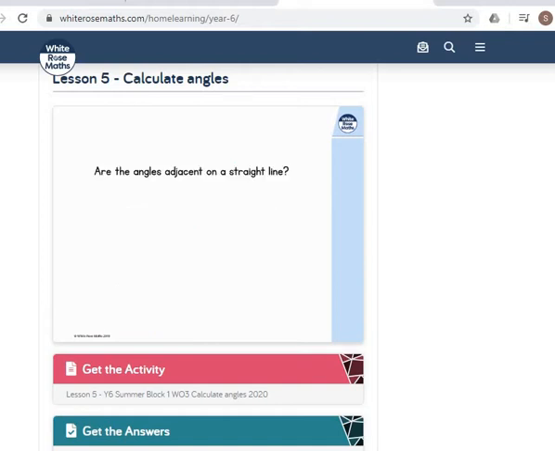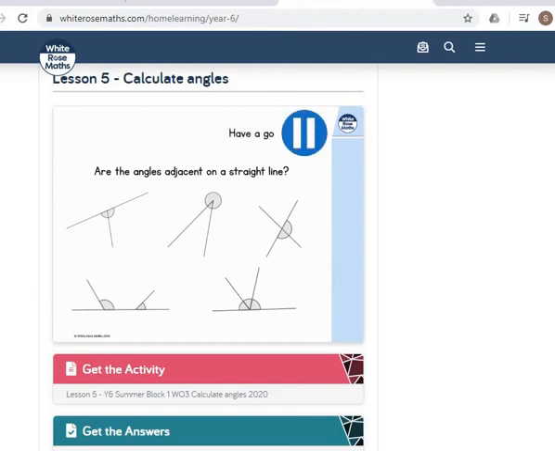Okay, we're going to think now about identifying whether the angles are adjacent on a straight line. You've got 5 angles to decide here. Are they adjacent on a straight line? Pause the video, have a think for yourself.